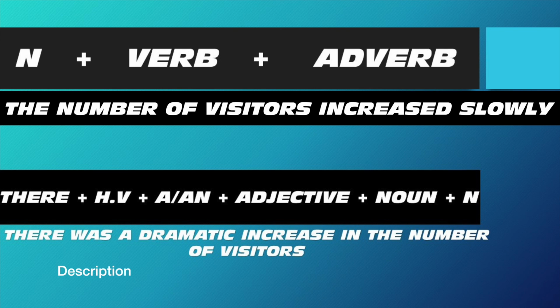But if you want to use noun and adjective, the formula will be: there, helping verb, article or determiner, adjective, noun, and the term which is changing. So it will change into the structure: there was a dramatic increase in the number of visitors.